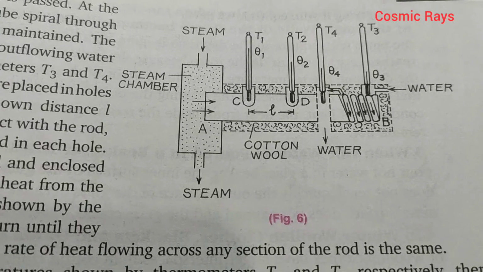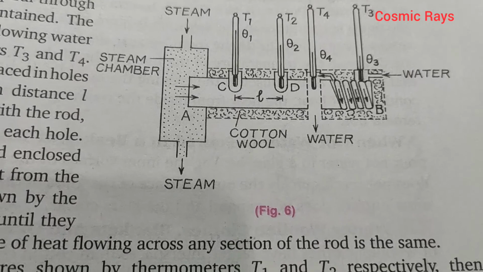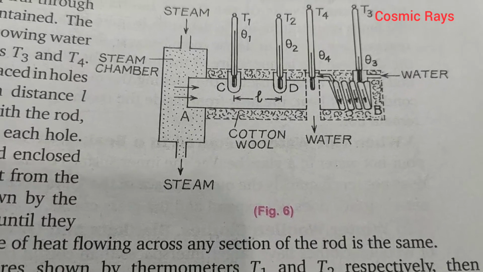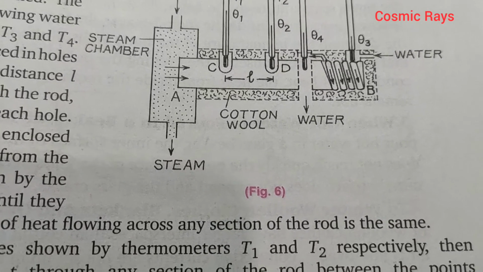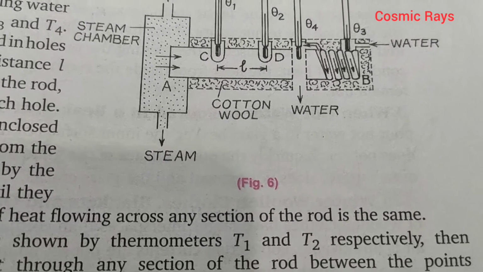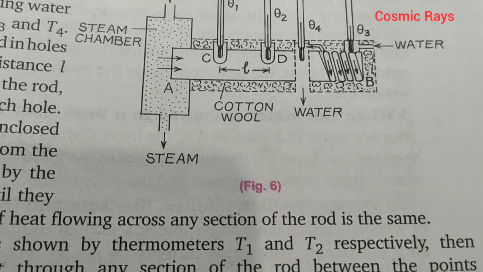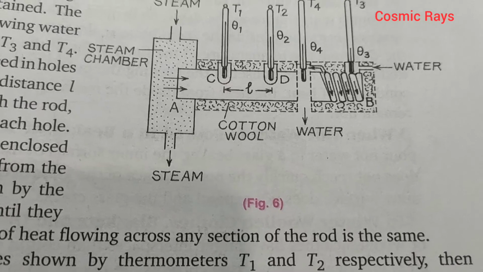Hello everyone, in this AV we would be talking about Searle's method for determining the coefficient of thermal conductivity, convection currents, blackbody radiation, Wien's law, Stefan's law and greenhouse effect. To start with, let's talk about Searle's method for determining the coefficient of thermal conductivity, that is K.